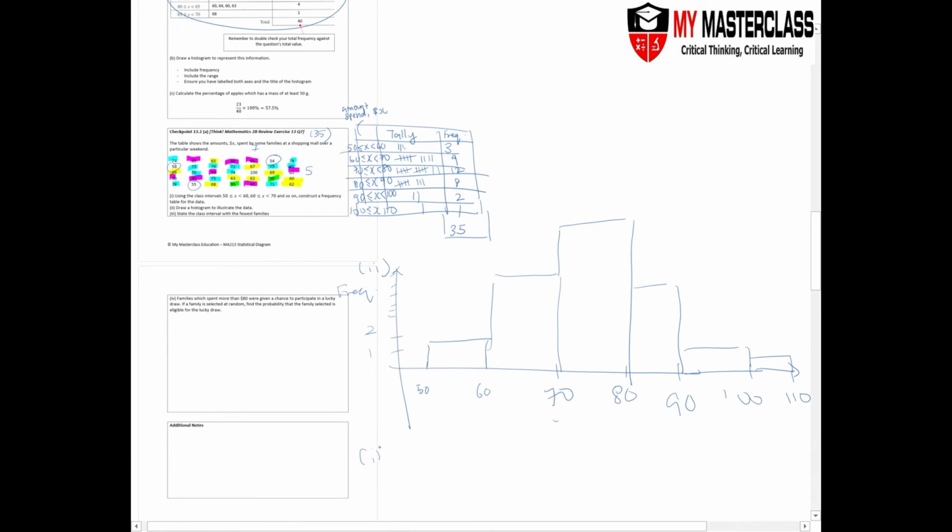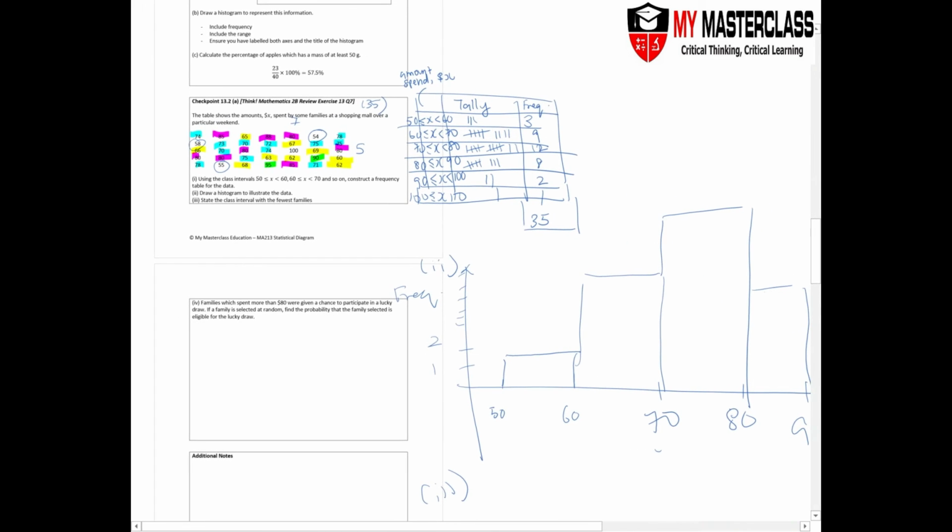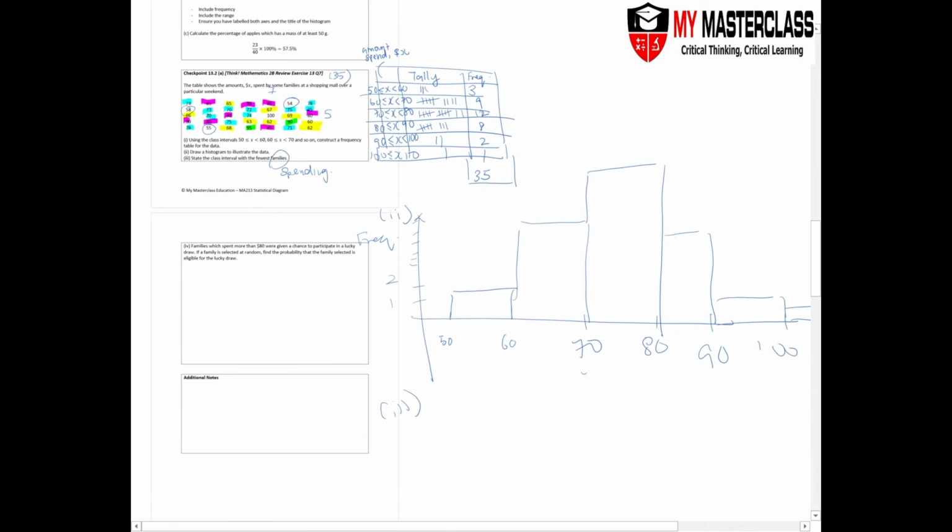Now part 3. State the class interval with the fewest families. I think what they're trying to say here is, what is the interval with the fewest spendings? Yeah, correct, fewest spendings. So the interval would be $100 to $110.